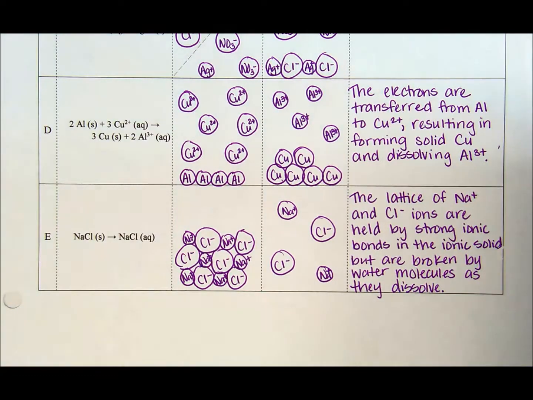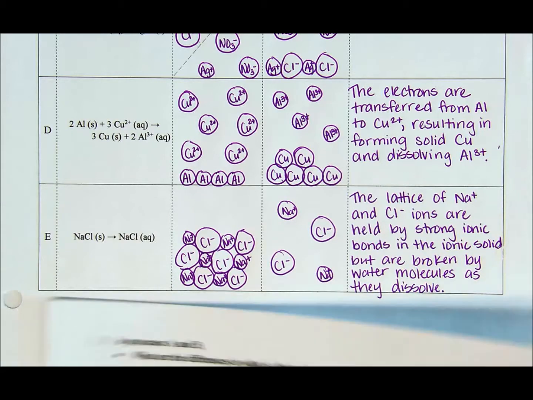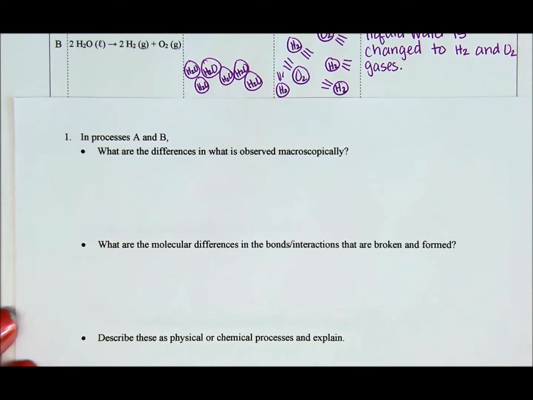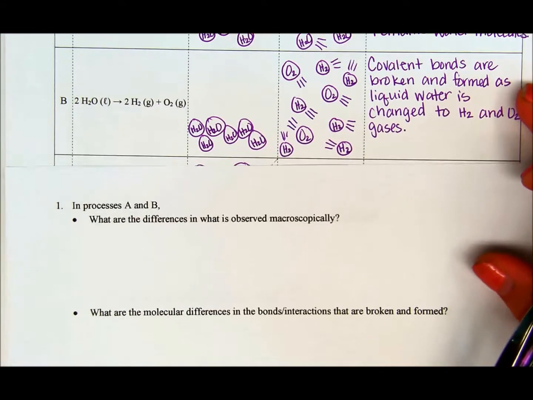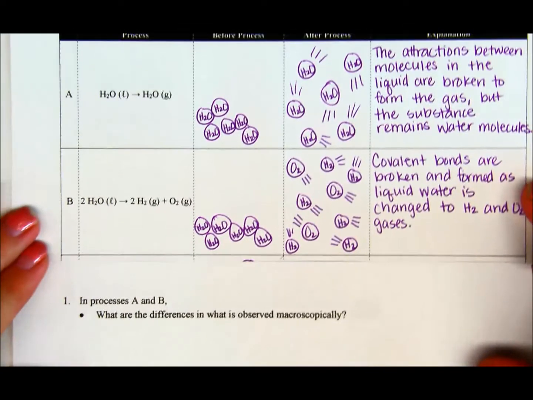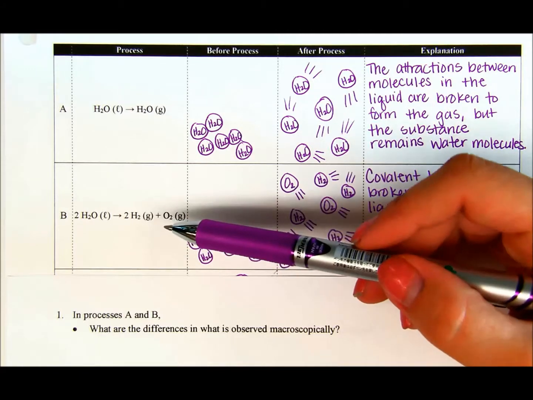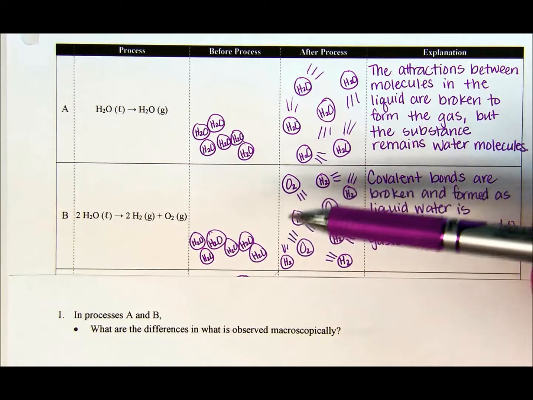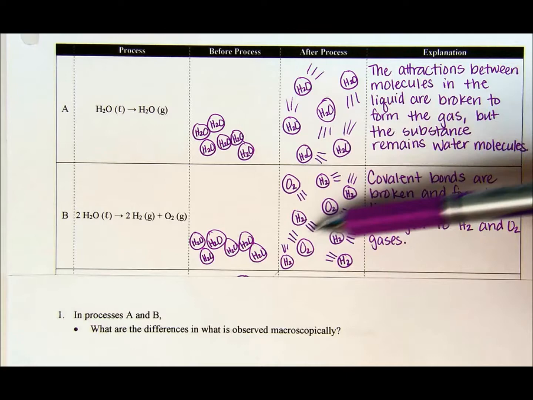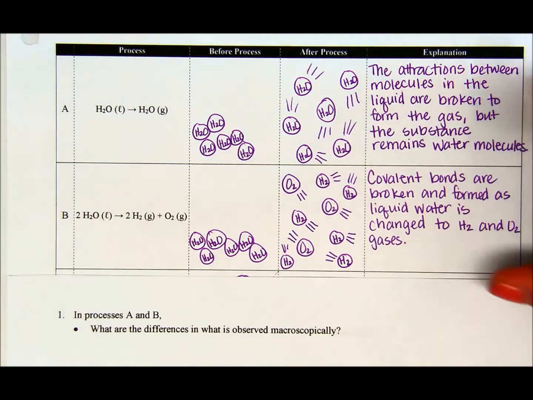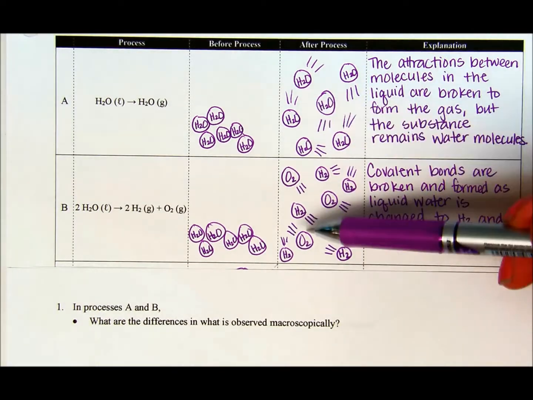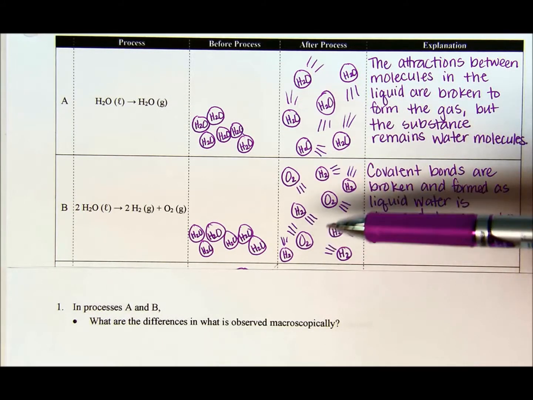In the next page, you're going to be asked to compare some differences and similarities between the processes. So for number 1, between process A and B, what are the differences in what's observed macroscopically? Macroscopically means just what are the differences in what you can see, like what can we see here in the molecule changes. So I want you to go ahead and pause it and try to see what the differences are, and go ahead and list those.